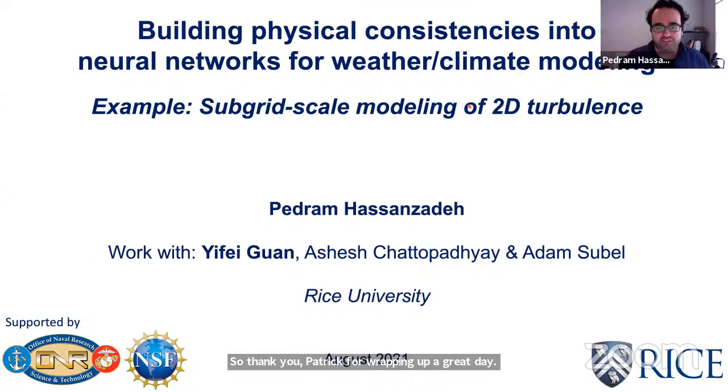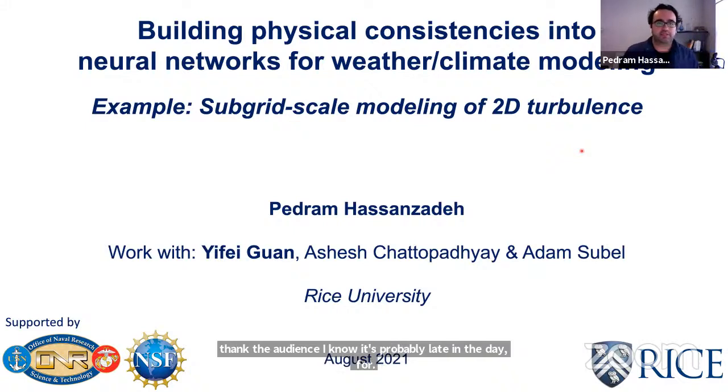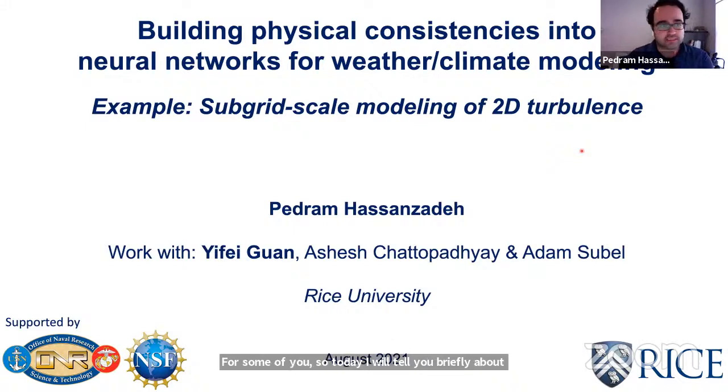Okay, great. First of all, I'd like to thank the organizers for this great workshop, and also I'd like to thank the audience. I know it's probably late in the day for some of you. So today I'll tell you briefly about some of the work that we are doing on building physical constraints into neural networks for weather and climate modeling. And specifically, I'm going to talk about our work on subgrid scale modeling or closure modeling that the team and Pierre nicely talked about in the earlier presentations.